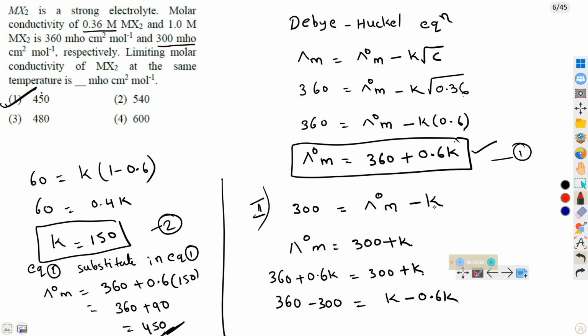Say if we have doubt here, substitute square root of C, K into square root of C. C value is given as 1 molar. Square root of C is given as 1 molar.